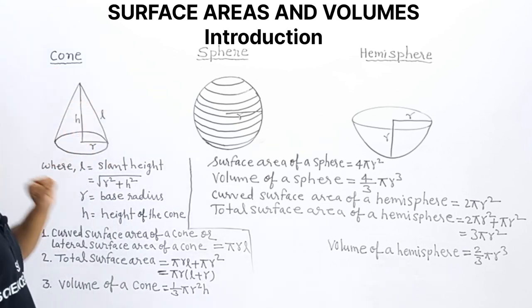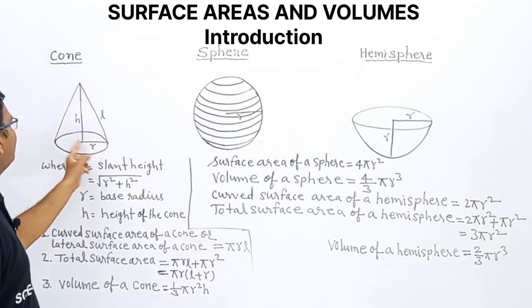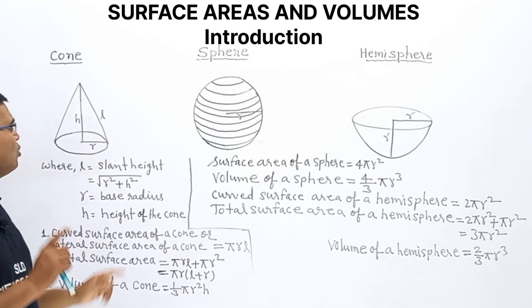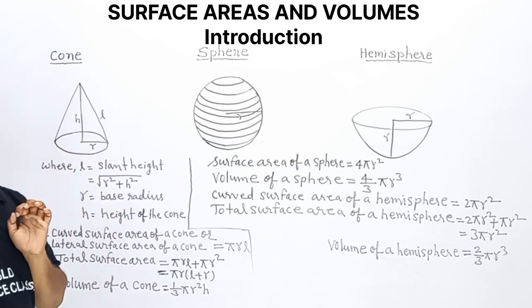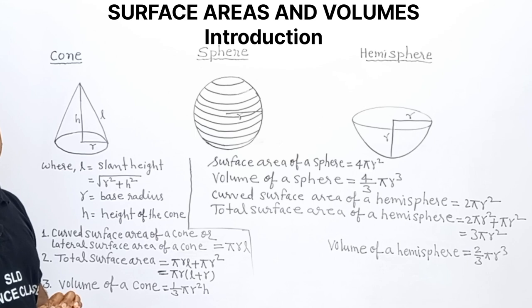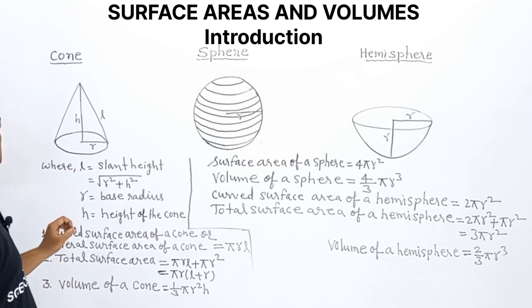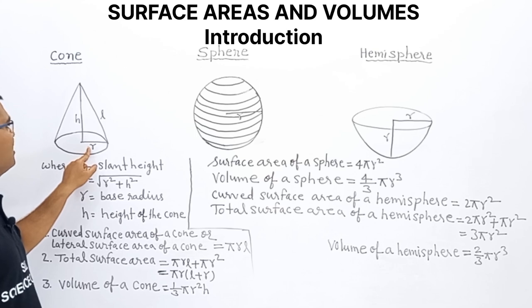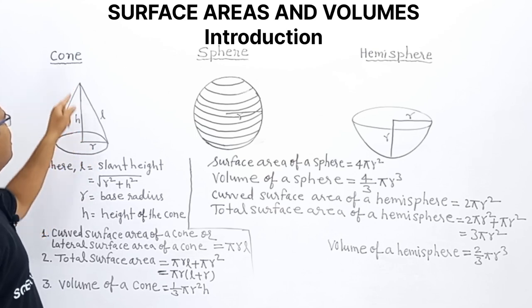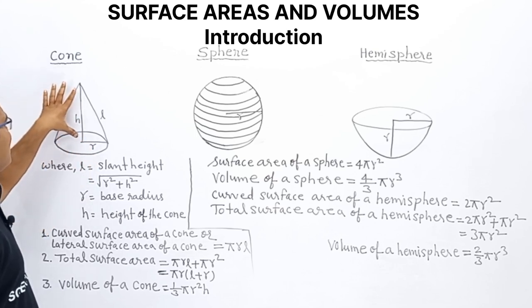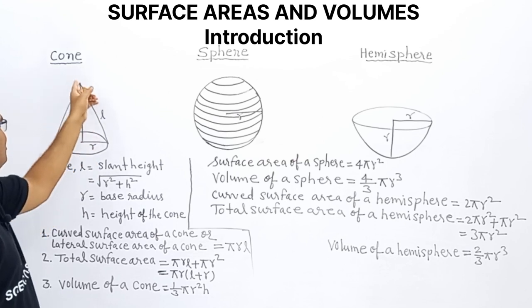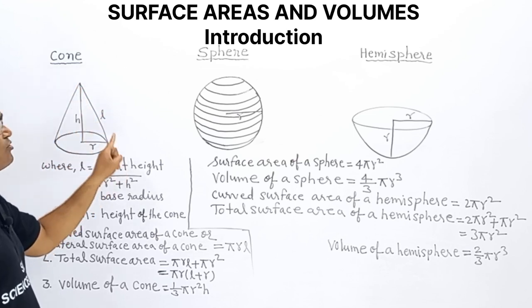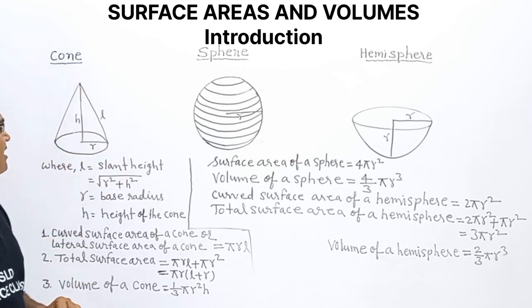This is the cone. What is the cone base? Circle. And the area of a circle is what? Pi r square. So, the radius of this circle is r. And h is what? Height of a cone. This h is the height of the cone. And this is what? Slant height. Small l is the slant height.